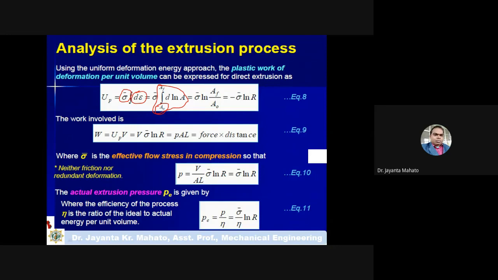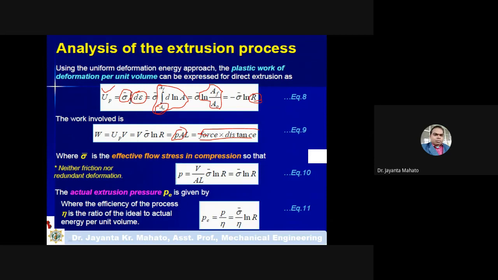Then the integration of A naught to AF of d ln A will become ln of AF minus A naught, and AF over A naught is nothing but R. So the plastic work of deformation per unit volume will be sigma into ln of R. The work involved will be the plastic work of deformation, UP multiplied by V, so V into sigma bar ln R. This is nothing but force into distance, P into A into L. P into A is the force and L is the distance.